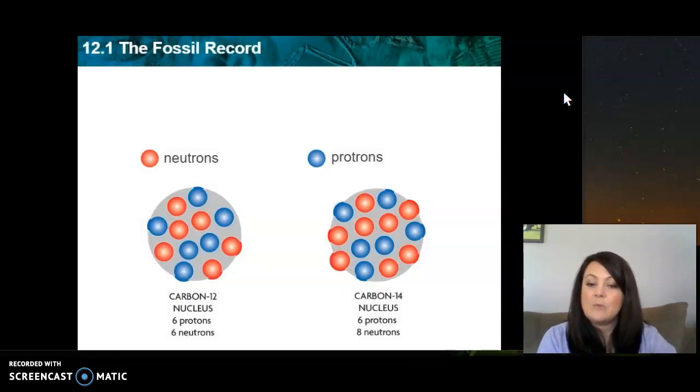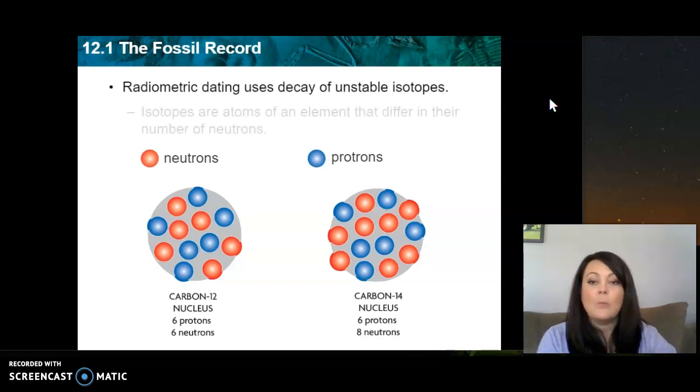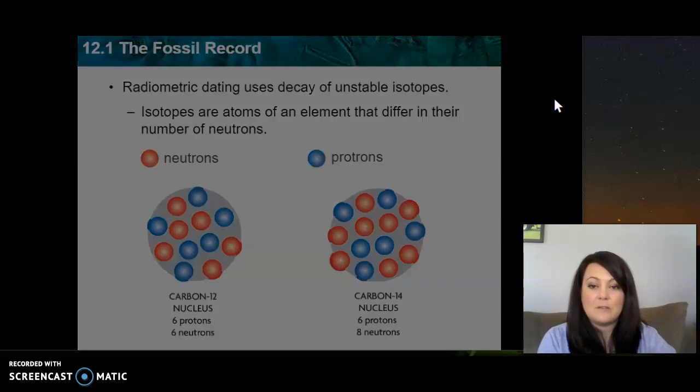If we were to look at a carbon-12 and a carbon-14 nucleus, the carbon-12 has 6 neutrons and 6 protons, whereas a carbon-14 isotope has 6 protons and 8 neutrons. It doesn't change the identity of the carbon atom itself, only its weight. Radiometric dating uses decay of those unstable isotopes. Isotopes are atoms of an element that differ in their number of neutrons.